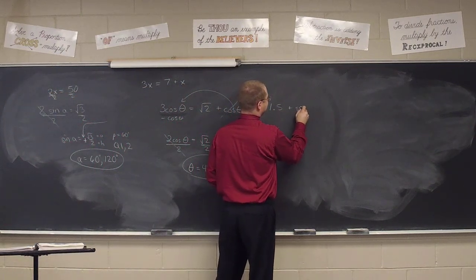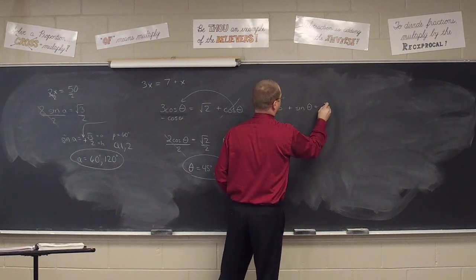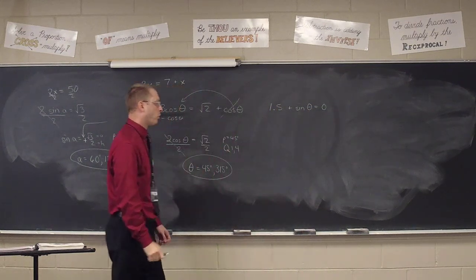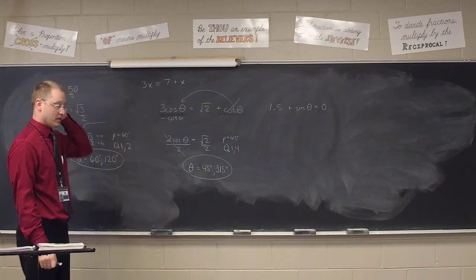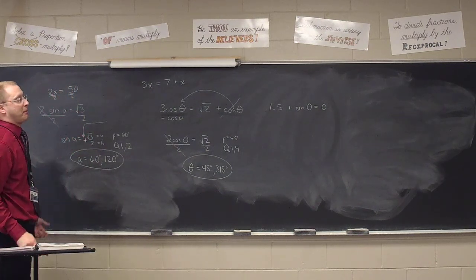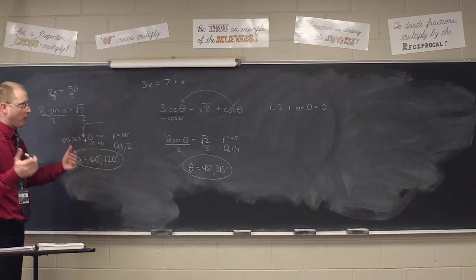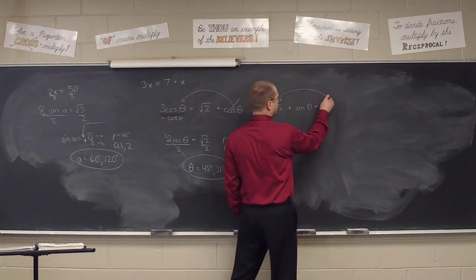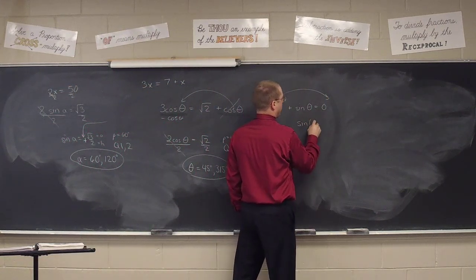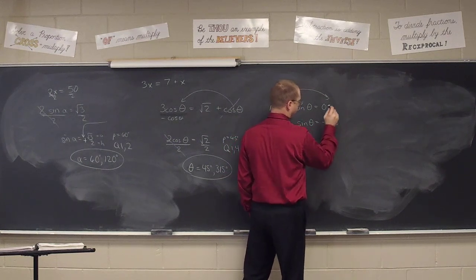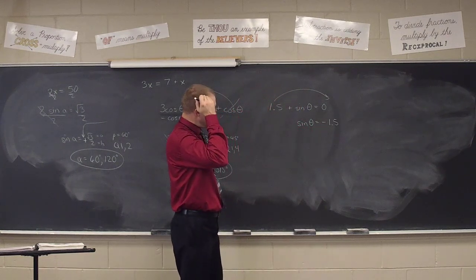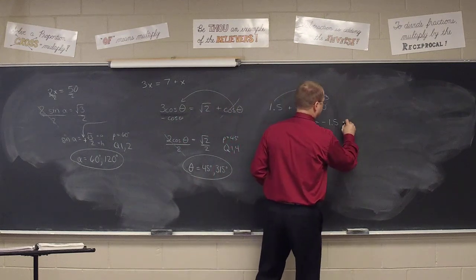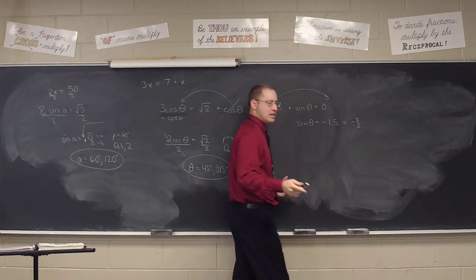1.5 plus the sine of theta is equal to 0. Again, we want to start by isolating the trig function. What would I have to do to isolate it, Jamie? Minus the 1.5. Yeah, or move it over as a negative 1.5 to get that the sine of theta is equal to negative 1.5. Or you could say negative 3 halves. Maybe easier to think of it that way.